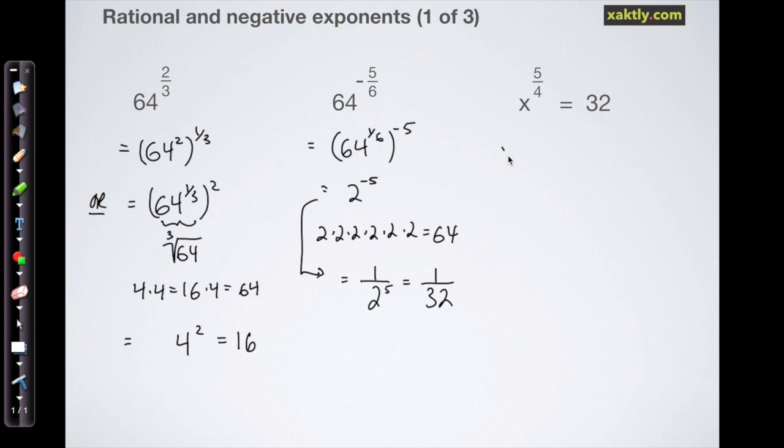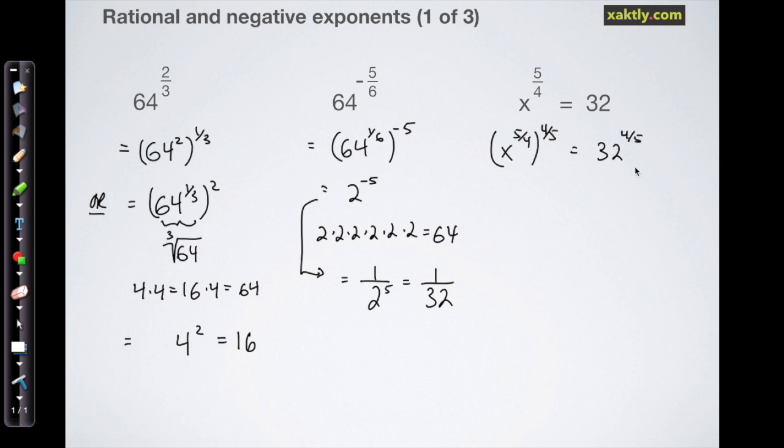All right, our last example in this video is a different kind of problem. X to the 5/4 is equal to 32, and our job is to find x. So in this kind of problem, what you're going to do is raise each side to the reciprocal power of x. So I'd have x to the 5/4 is equal to 32, and I'm going to raise both sides up to the 4/5 power.